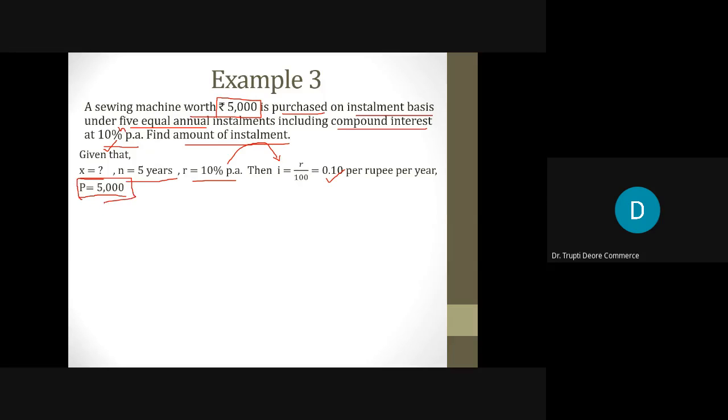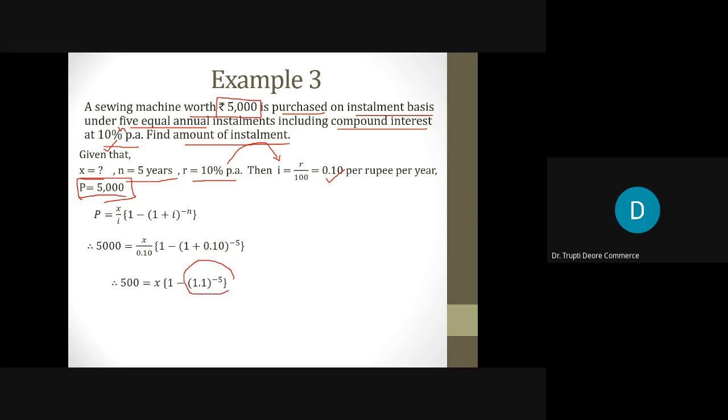So we use the formula for present value. This is the formula: P is equal to x upon I into bracket 1 minus (1 plus I) raised to minus n. Just insert the values. P is 5,000, x is as it is, I is 0.10, 1 minus (1 plus 0.10) raised to minus 5. So 1.1 raised to minus 5.